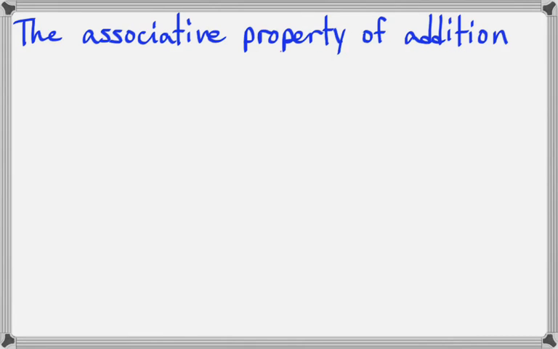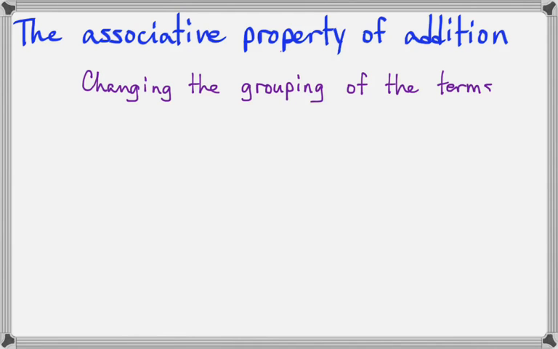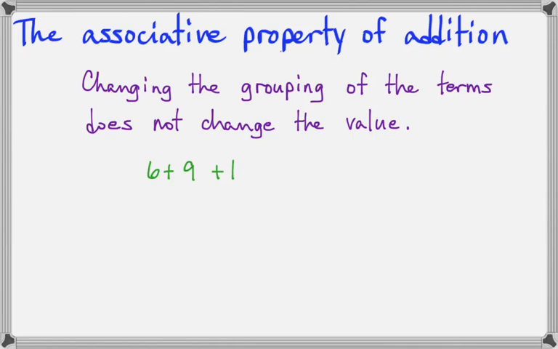In this lesson, we're going to talk about the associative property of addition. And this is just another one of those properties of numbers. This one says that changing the grouping of the terms does not change the value. So, for example, we have a group of terms here.